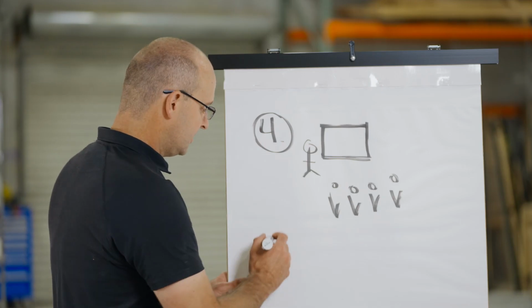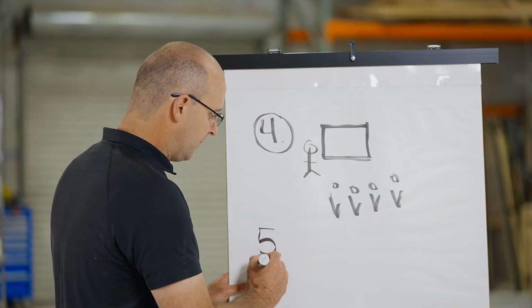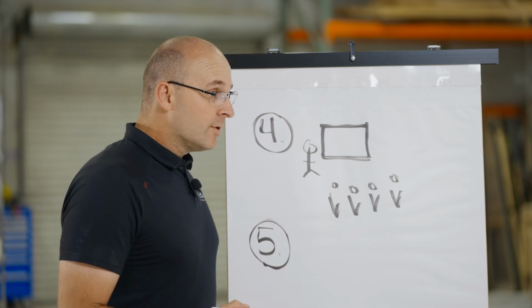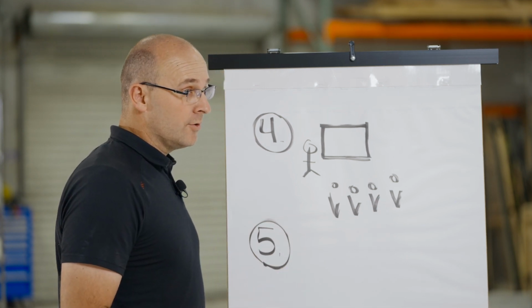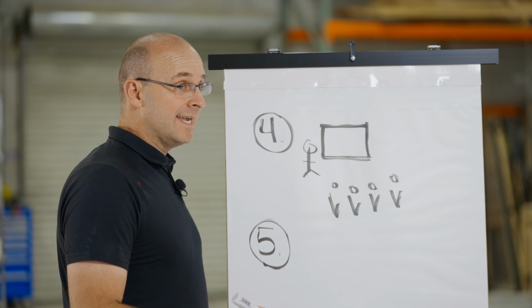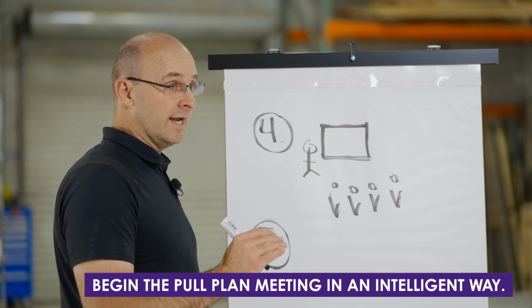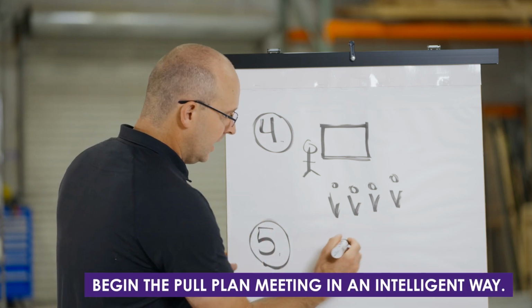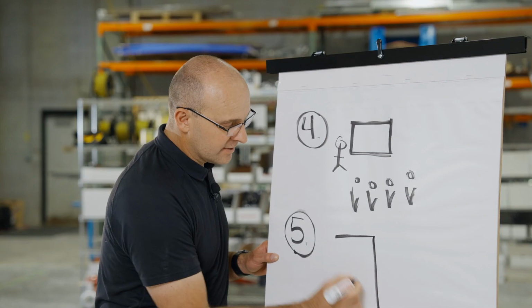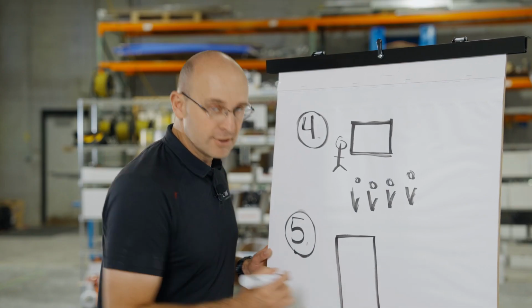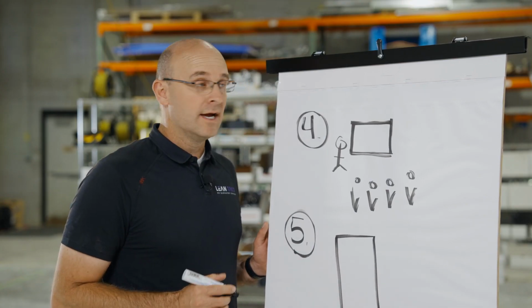Step 5. This is really important. Once you've opened up the meeting, everyone's been oriented like we're going to show you, what we need to do is begin in an intelligent way. This is what I like to do. If you've time blocked yourself, let's say 2.5 hours to do this pull plan for this phase, I love it.